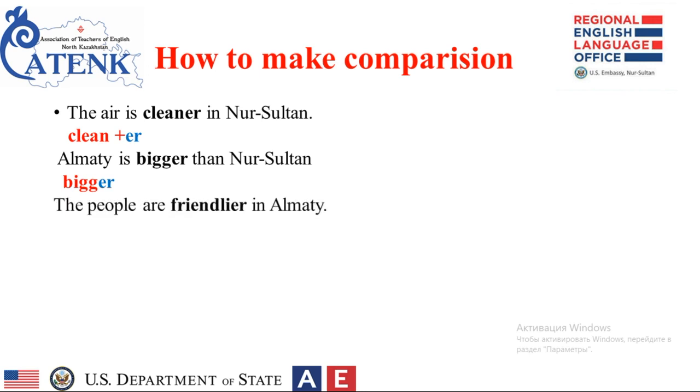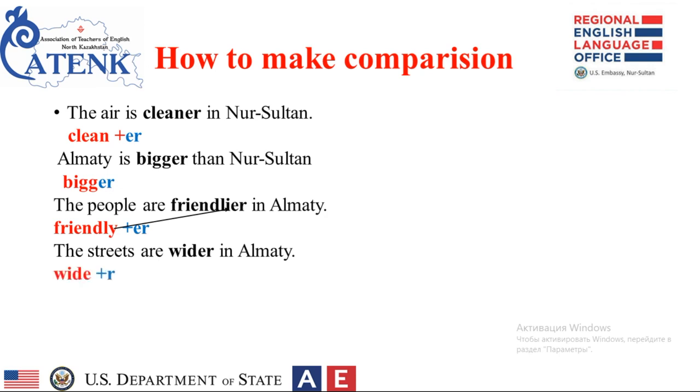The next example, the people are friendlier in Almaty. The original adjective is friendly. This has 2 syllables, friendly. If the adjective ends with y, we change the y into i and add er ending. The next, the streets are wider in Almaty. If the adjective ends with e, we just add the r ending.